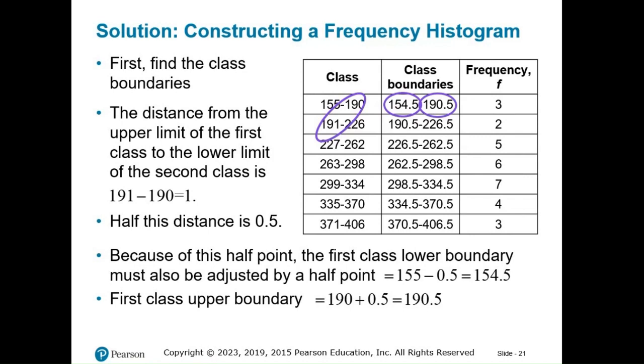Because we want this to be continuous, our next set starts at the ending point of the first one. So our next set is 190.5, half a point less than the lower class limit, to 226.5, half a point above the upper class limit. Continue in this way until you have class boundaries for all classes. Remember, we're doing this all to set up a graph, namely the horizontal axis for a frequency histogram.